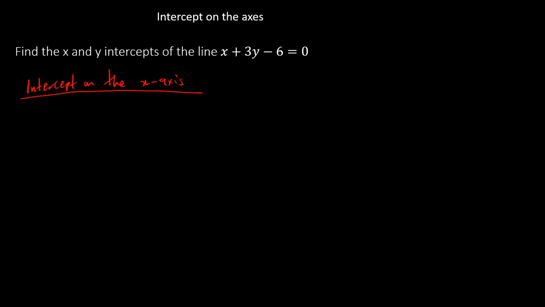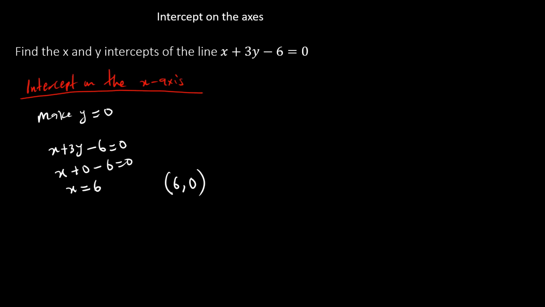For this equation, let's get the intercept on the x-axis. How do we get that? We make y to be equal to 0. From the equation, we have x plus 3y minus 6 equals to 0. If you put y to be 0, we have x plus 0 minus 6 equals to 0, which now leaves us with x equal to 6. And then the intercept on the x-axis will be 6, 0. Since we are writing the x-axis first, this is x and this is y that we put at 0.